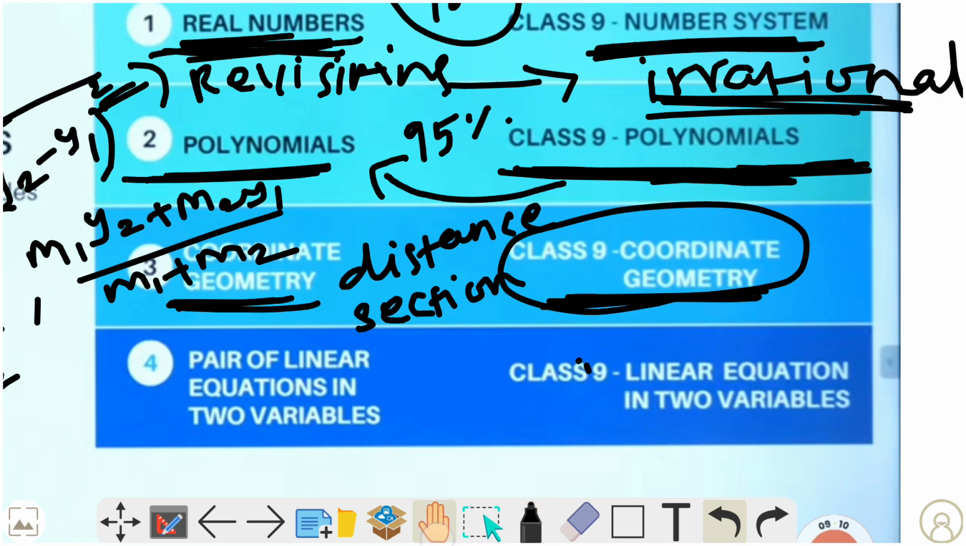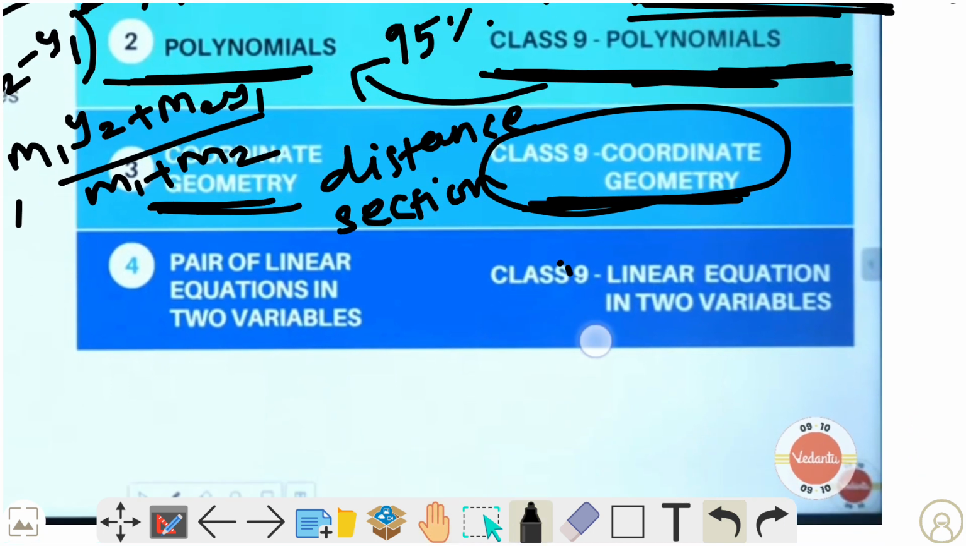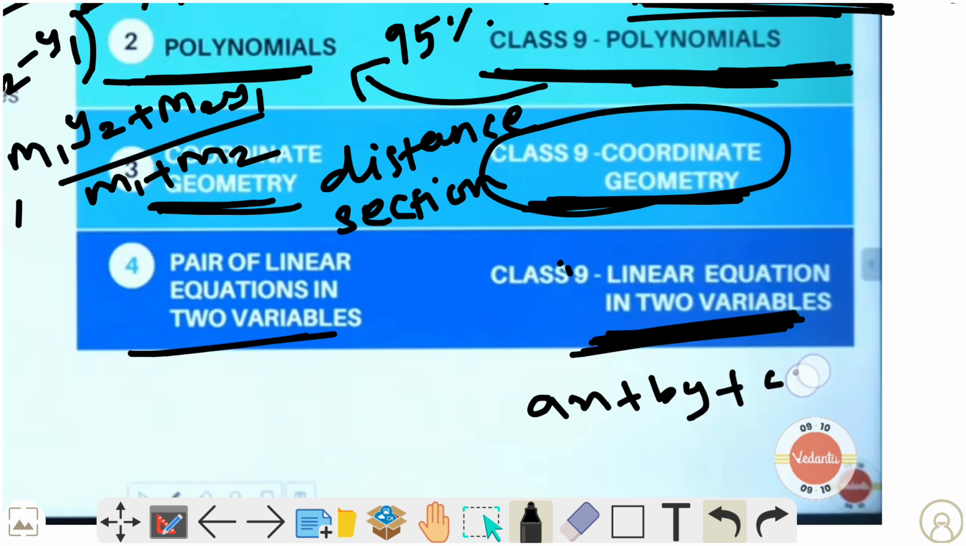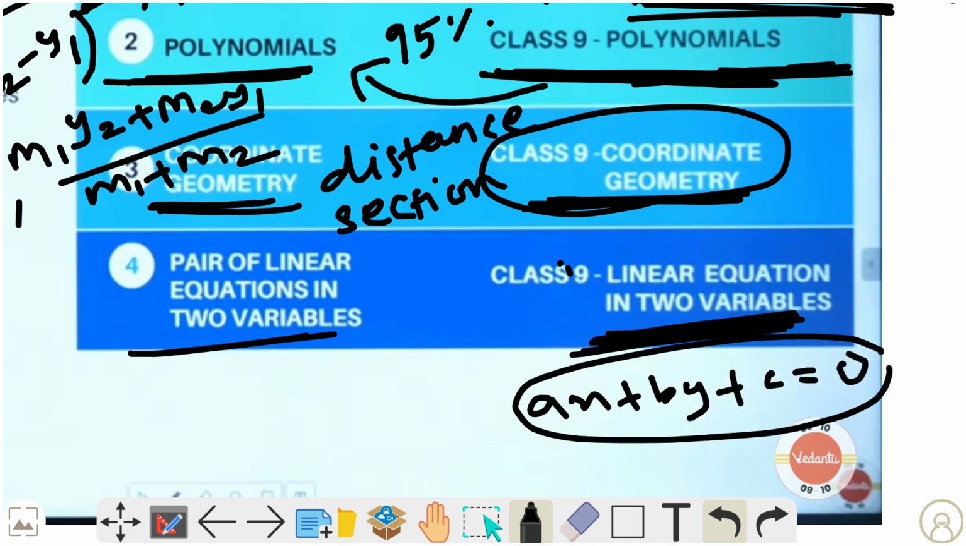Okay, and then look at the fourth one. Linear equations in two variables, and here pair of linear equations. In class 9 you have studied linear equations in two variables, that is ax plus by plus c equal to 0. So this is a linear equation in two variables. Here x is one variable and y is another variable.